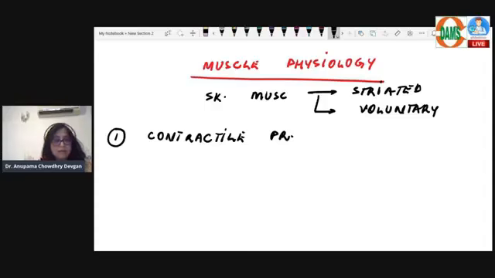Okay, now don't forget the respiratory system, but leave it behind, now muscle physiology. Let's concentrate on muscle physiology.